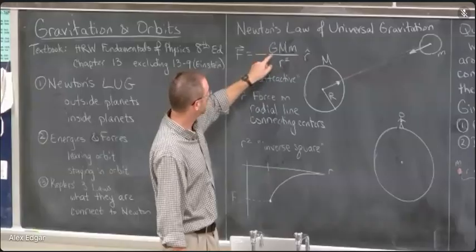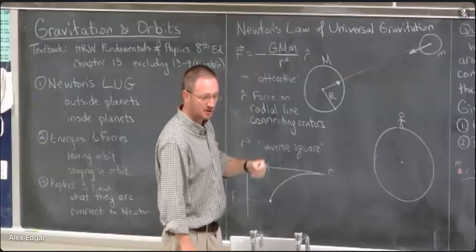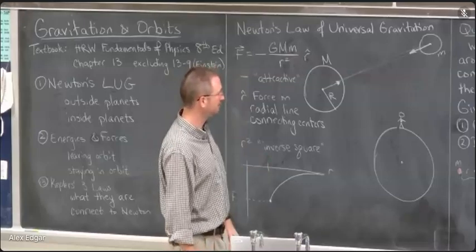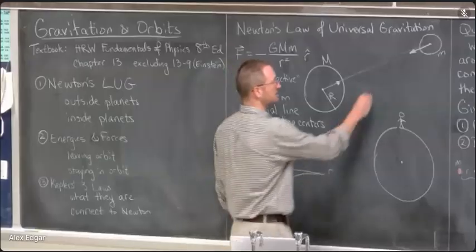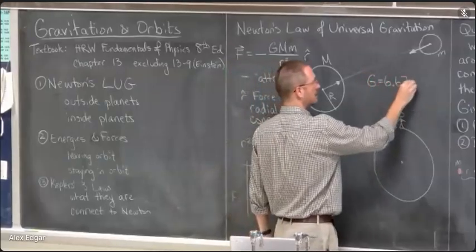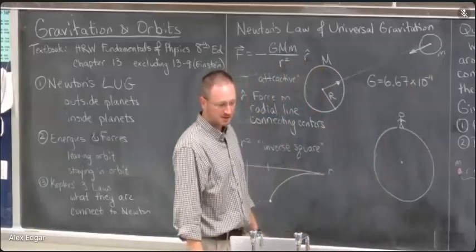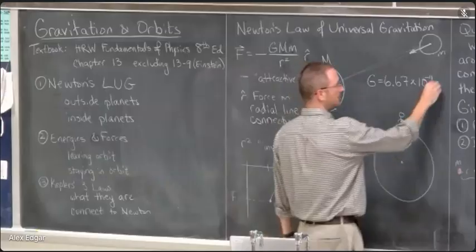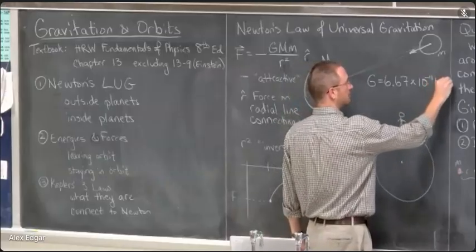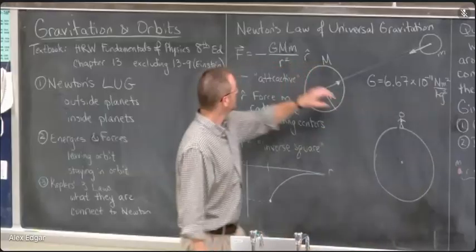Now you need to keep in mind that this big G is not the same thing as little g that we summarize as just gravity. That big G is a specific number that, as far as we can tell, is the same everywhere in the universe. 6.67 times 10 to the minus 11th. And the units on that are newtons meters squared per kilograms squared. And we can get the newtons out of this equation.